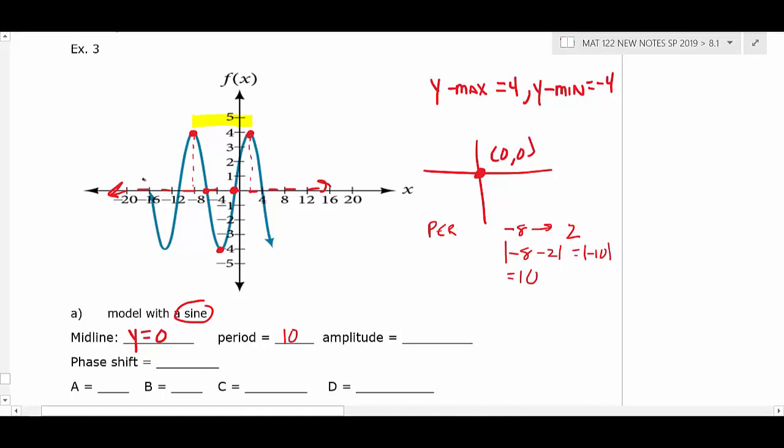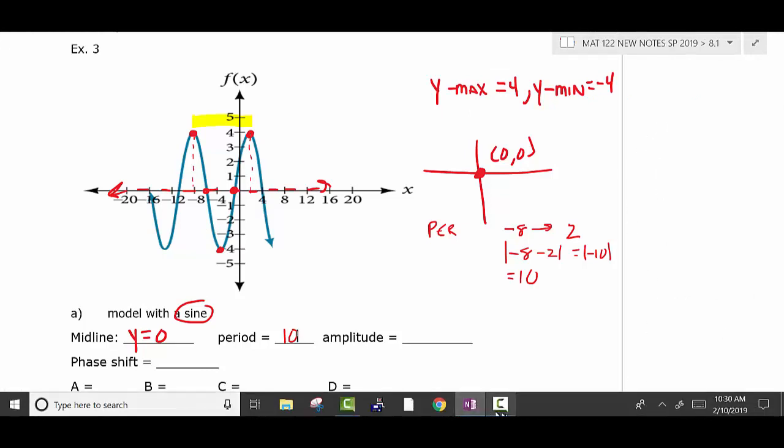You could do this another way too. If you want to, you could start at this point. It doesn't really matter where you start. You could start here and then move from that point to the end point like that. Just try to find a starting and an end point when you're doing that.